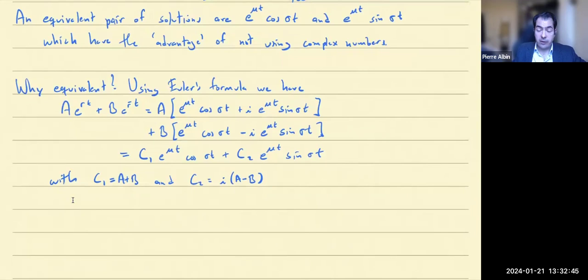So we'll stop there for now, but let me mention that we will go over a few more examples of solving constant coefficient linear ordinary differential equations next lecture.